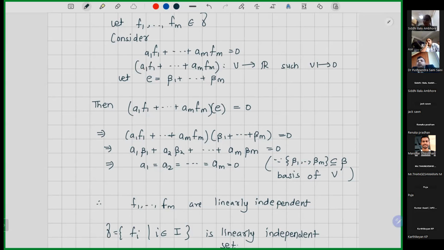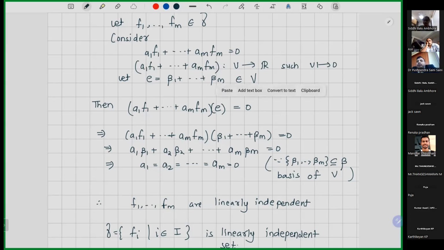Okay, but what is this E? It belongs to V, right? This beta 1, beta 2, up to beta m, beta I was the basis of my vector space V. So I'm choosing this. F1 to Fm are fixed, so I am taking corresponding indices and generating this element E, beta 1 plus beta 2 plus beta 3 up to beta m. And this is in V.